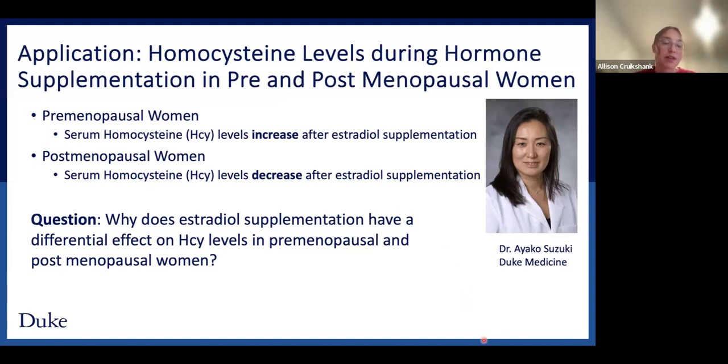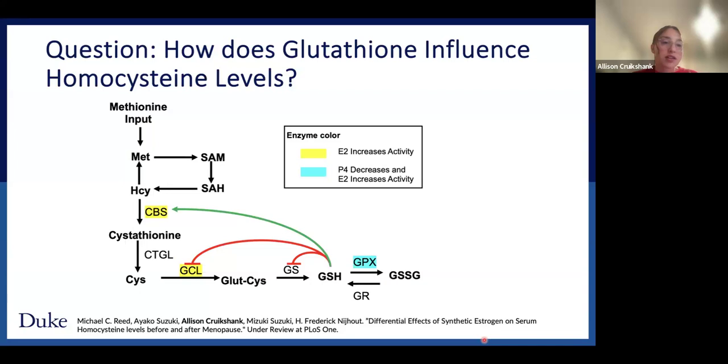She knew that we had a mathematical model that included the glutathione pathway and homocysteine, and she wanted to see if our model could help explain this phenomenon, since she was quite puzzled by it. So the question is, how does glutathione influence homocysteine levels? We use the same exact model as I was talking about earlier, but this is a zoomed-in look at the things that are important for answering this question.